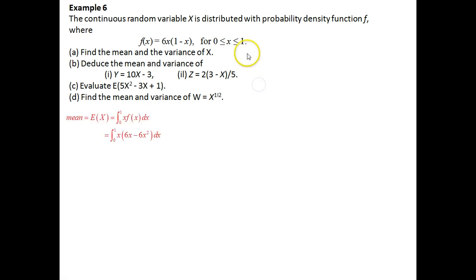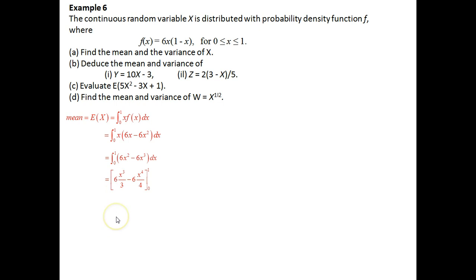So let's have a look. Mean and variance first. So mean, we need expected value of x. So I multiply x with f of x. So f of x was 6x minus 6x squared. So I need to multiply that with x and integrate between the two end values.